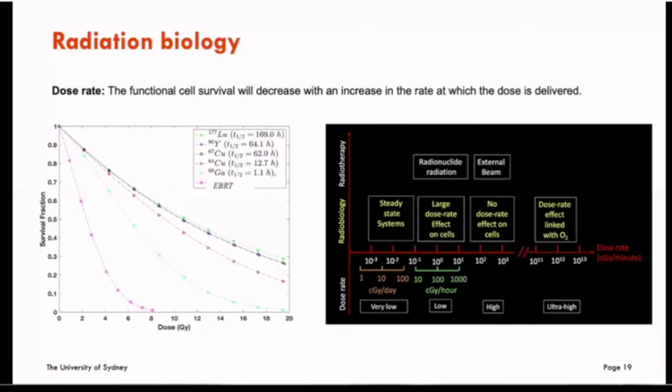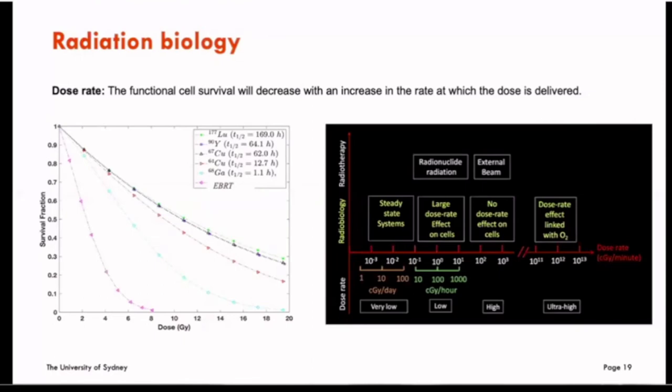Also, as you can see in this figure, I'm showing the theoretical survival fraction for acute EBRT and a few radionuclides with different half-life and therefore different dose rate to deliver a range of doses to 1 million cells. As you can see, the survival fraction for acute EBRT at any particular delivered dose is always higher compared to other radionuclides.